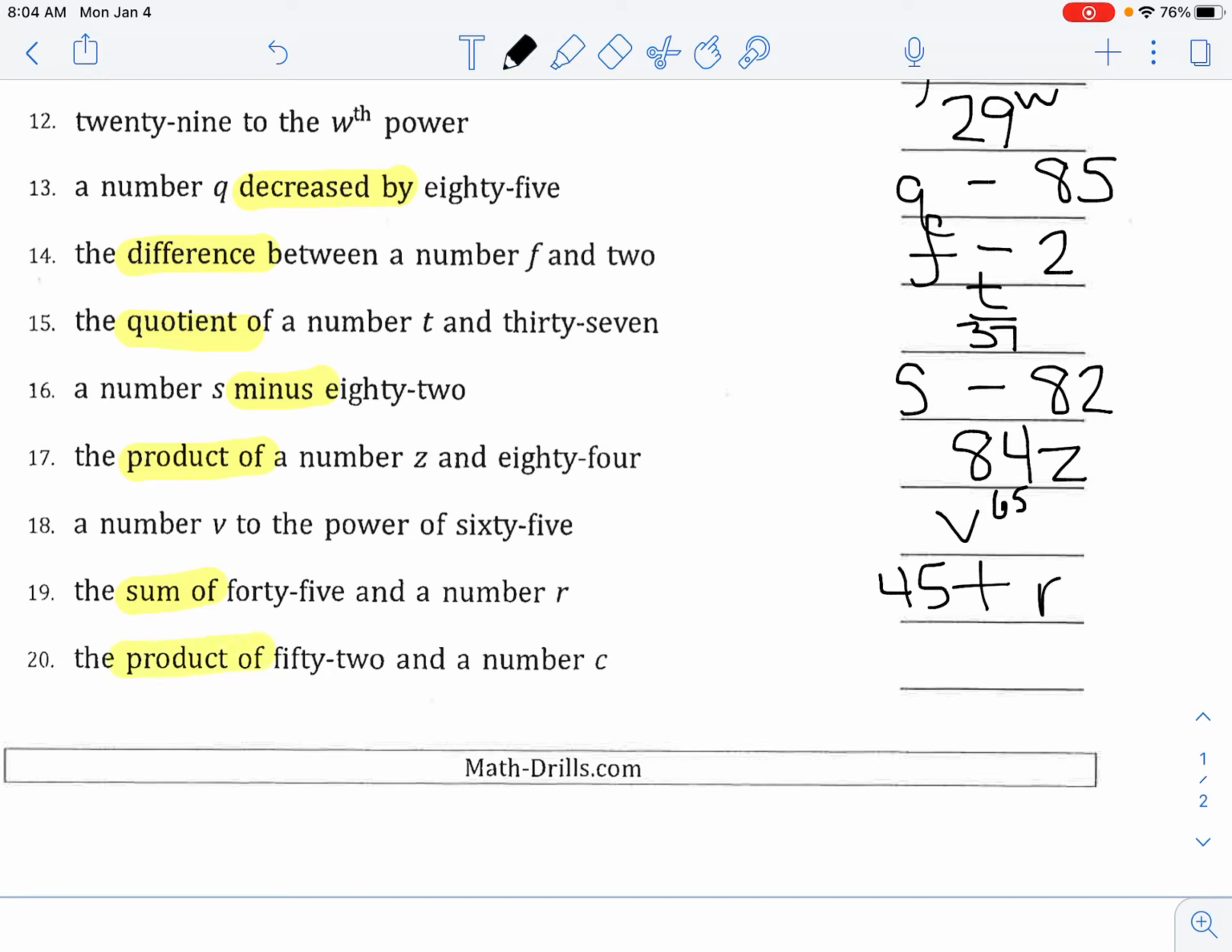Product of is always multiplication. The product of 52 and a number c. So this is read 52 times c. Even though there's no times there, I know that's multiplication.